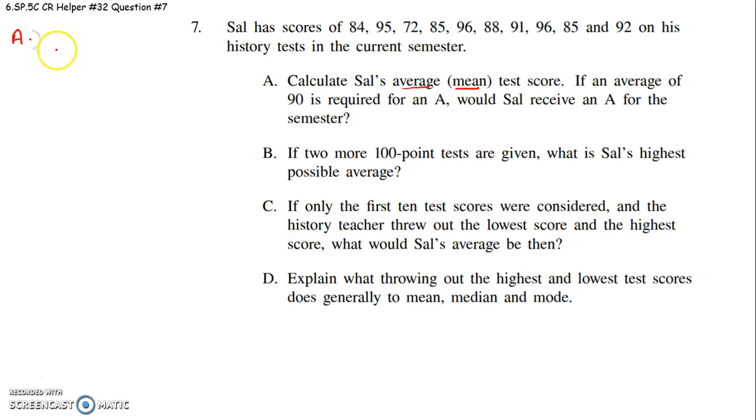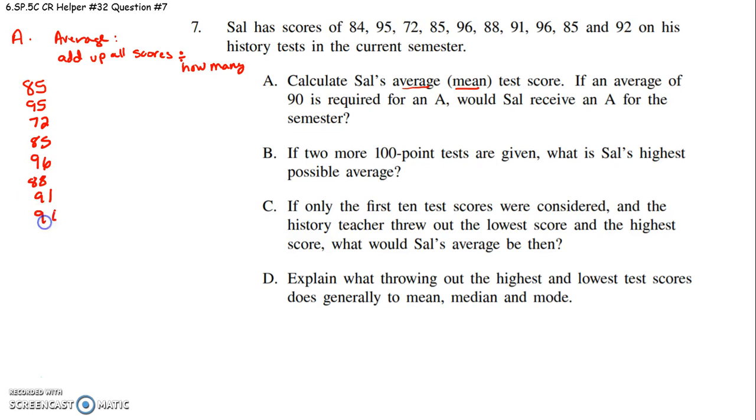All right, first of all, I'm going to tell you I'm using a calculator on this one. So to find the average or mean, you add up all the scores, then you divide by how many scores there are. So that's what I'm going to do. I'm going to take 84, 95, 72, 85, 96, 88, 91, 96, 85, 92. I'm going to add those all up and see what I get.